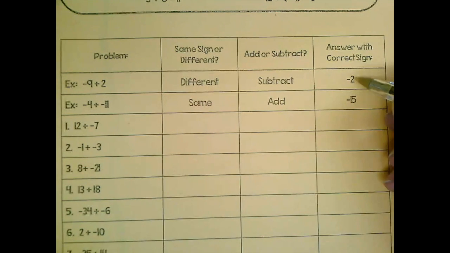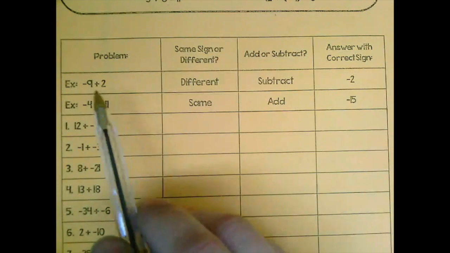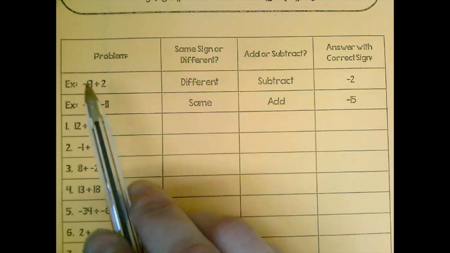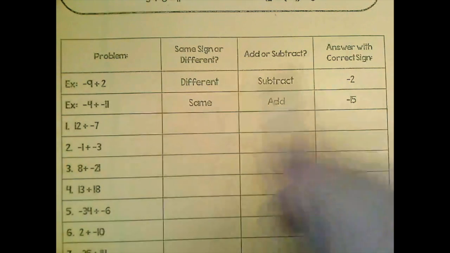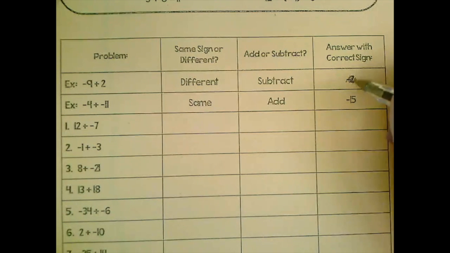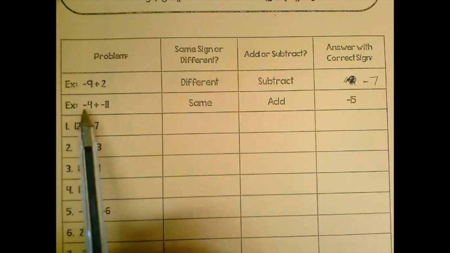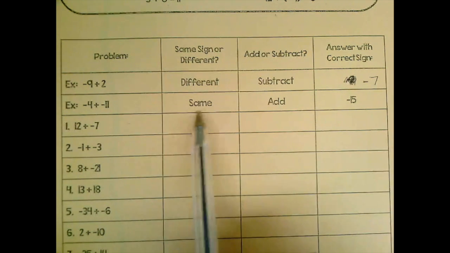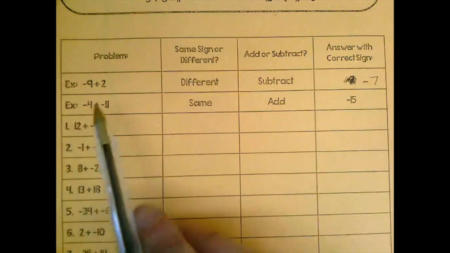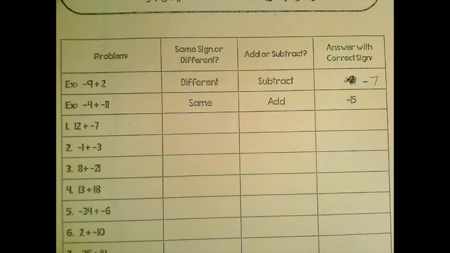However, you'll notice here somebody's made a mistake. Because negative 9 plus 2, if I put those together, I need to subtract 9 minus 2 is 7, and it should be an answer of negative 7, not a negative 2. So let's change that. In the second example, though, we have a negative 4 and a negative 11. These are the same sign, so we're going to add them together. 4 plus 11 is 15, and they're both negative, so it's going to stay negative.